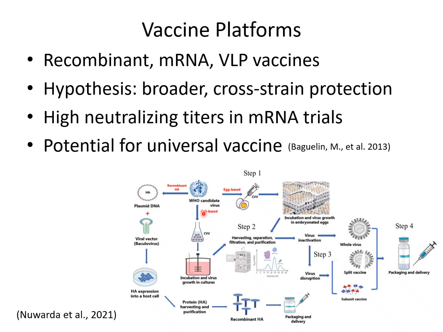So again, there are different steps here for how they can produce the vaccines. One going from recombinant HA, we have cell-based and egg-based.